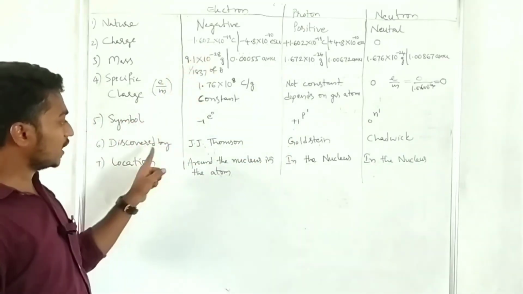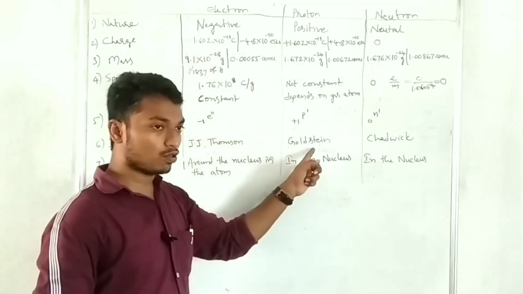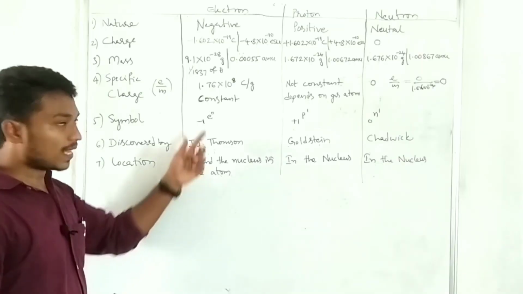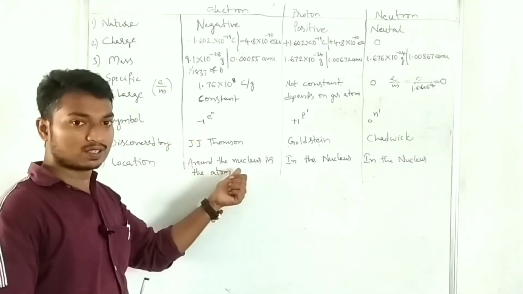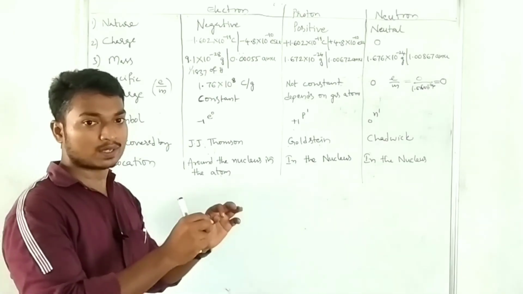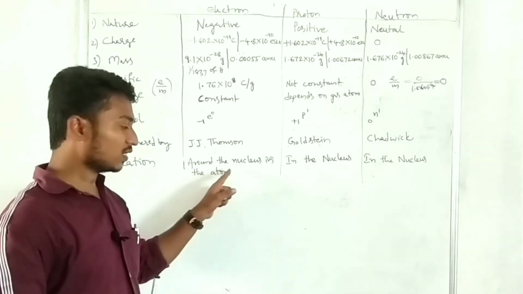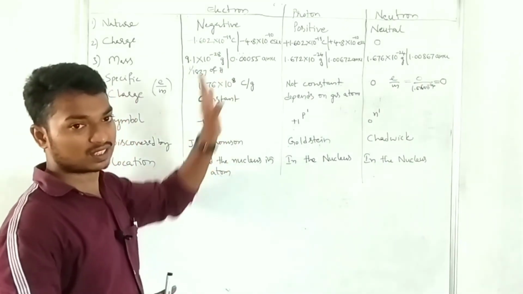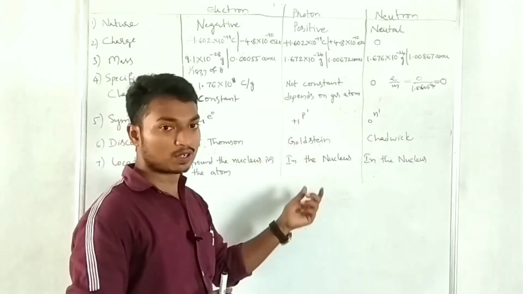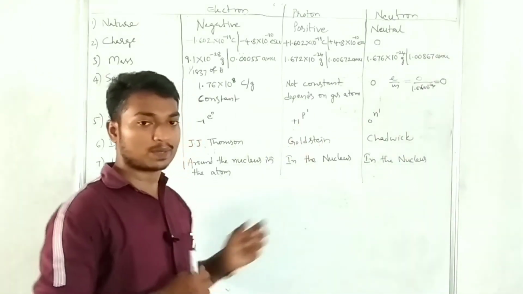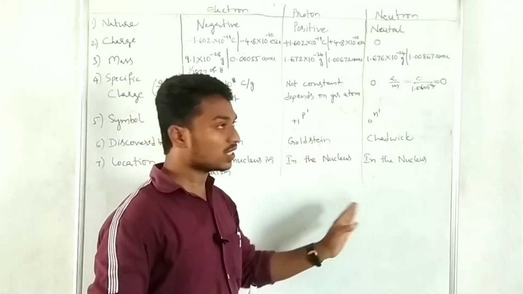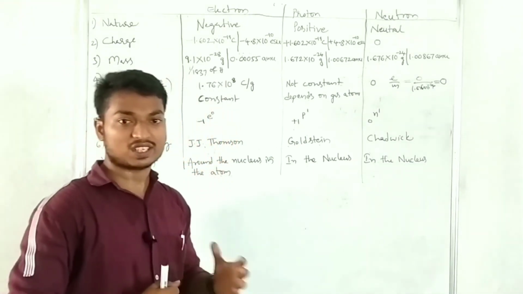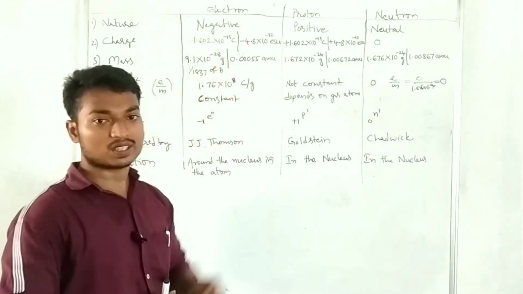Electrons were discovered by J.J. Thomson, protons were discovered by Goldstein, and neutrons were discovered by James Chadwick. The electrons are located around the nucleus in the atom. The center of the atom is the nucleus, and around the nucleus the electrons are revolving. The protons are present in the nucleus, and as well as protons, neutrons are also present in the nucleus. This is the brief information about the differences between electrons, protons and neutrons.